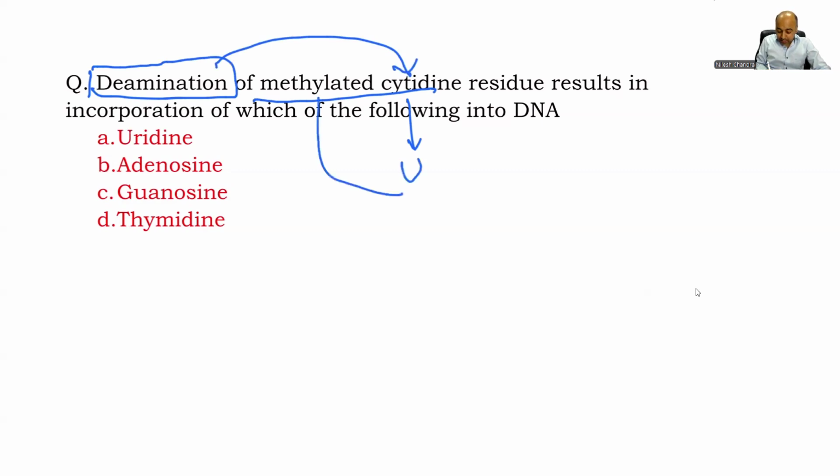And then methylation of uracil will give you thymidine. So the correct answer is thymidine. Okay. So if you look at it in a straight manner, then it is difficult to understand, but you have to look at it in parts. Deamination of cytidine, which can happen spontaneously sometimes, will result in the formation of uracil. This uracil, when it undergoes methylation, gives you thymidine. So the answer here is thymidine.